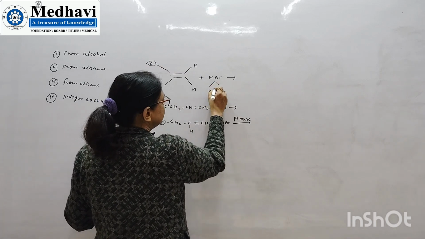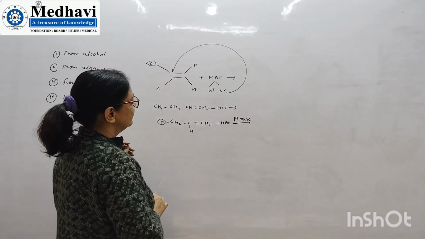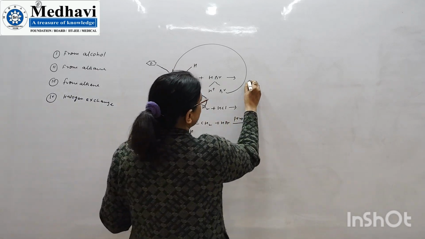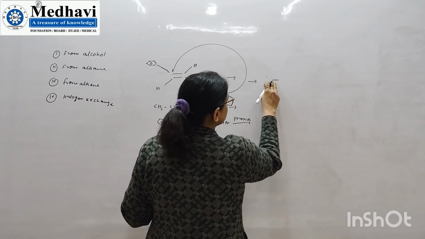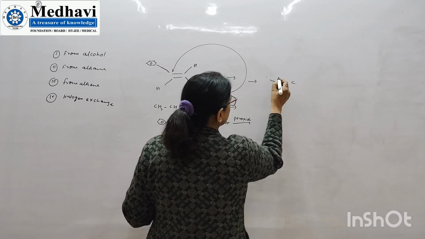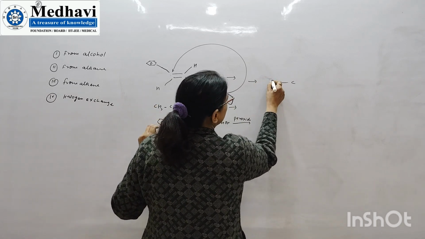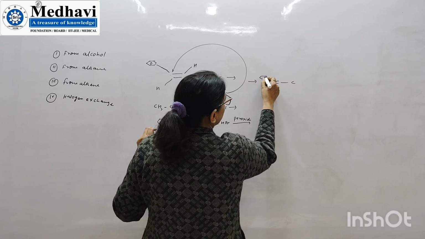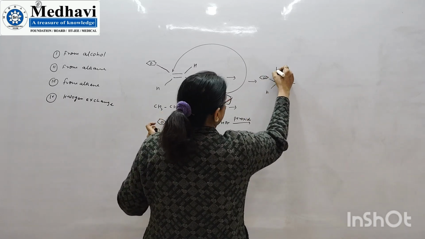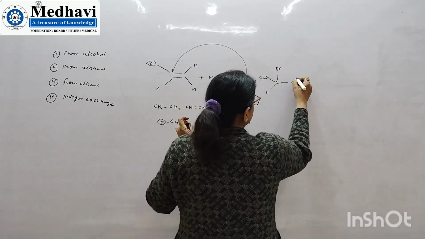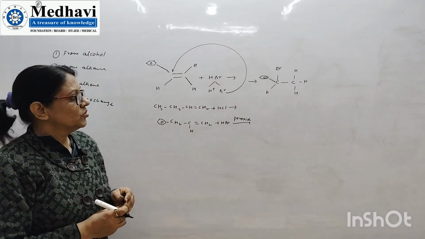So it will break into H plus and Br minus. The negative part will attack that carbon which has the least number of hydrogen. So you can see that this bond is broken. You can write C6H5, this phenyl group, like this, or you can directly write the phenyl group also. No issue. Here H and here one more Br group and this H. This is the product.